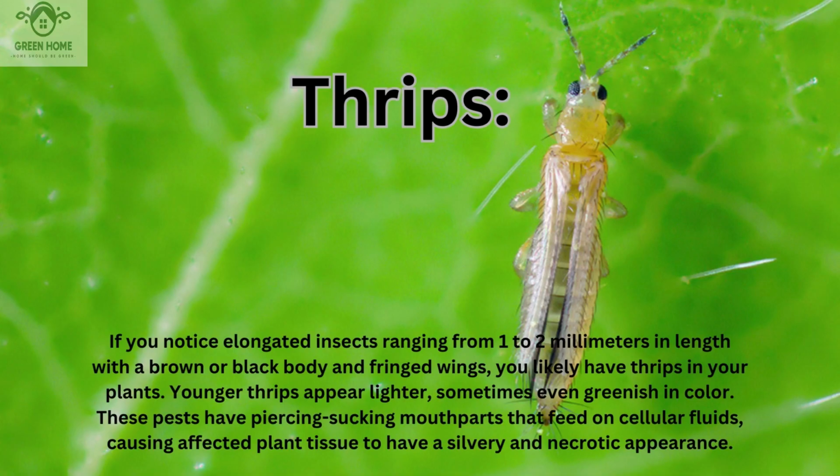Thrips. If you notice elongated insects ranging from 1 to 2 millimeters in length with a brown or black body and fringe wings, you likely have thrips in your plants. Younger thrips appear lighter, sometimes even greenish in color. These pests have piercing, sucking mouthparts that feed on cellular fluids, causing affected plant tissue to have a silvery and necrotic appearance.